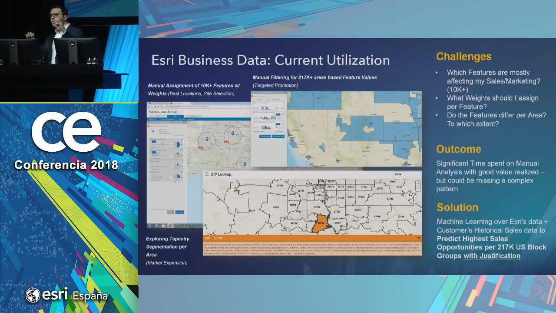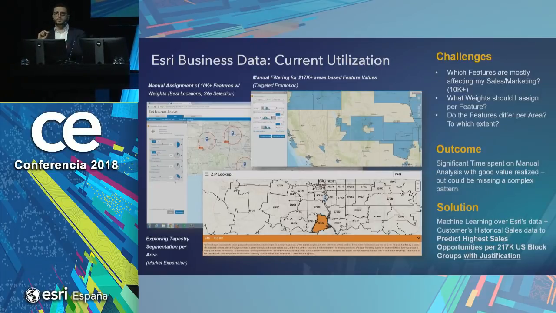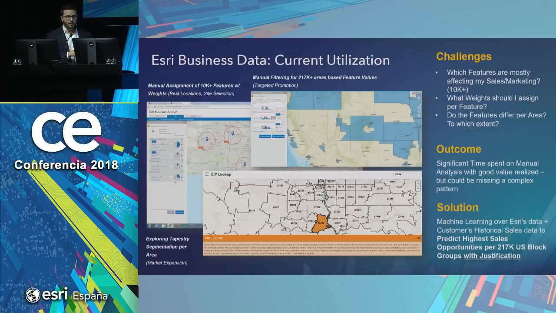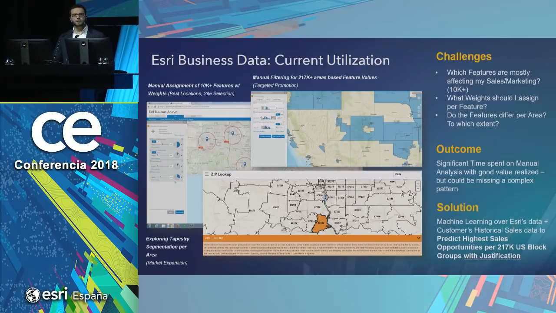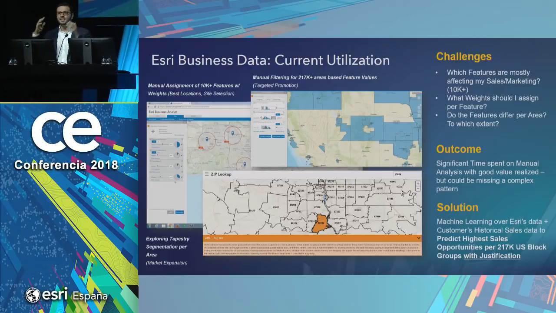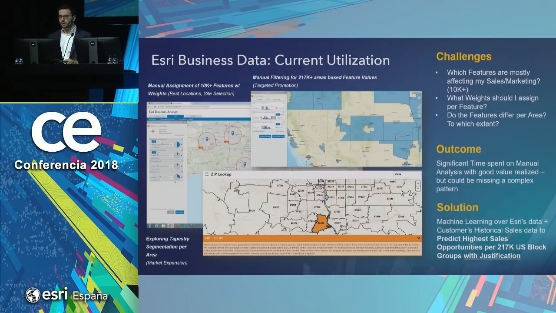And people have been manually adding some of those variables to try to find the best area to open a store or to make a promotional campaign. But if you think about it, no human on earth can figure out what are the factors that are exactly affecting their sales performance. It's really hard when we are talking about thousands and thousands of variables, right?